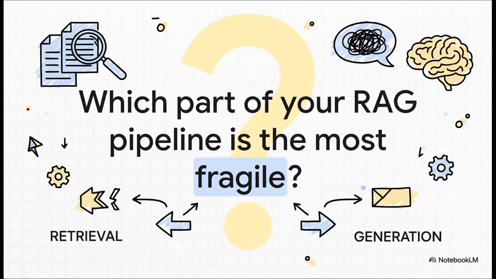And that brings us to the end. So I'll leave you with this final question to think about for your own projects. Now that you know the key failure points, which part of your RAG pipeline is the most fragile? Is it your chunking strategy, your choice of embeddings, or is it your final prompt? Knowing your weakest link is always the first step to building a truly robust system.